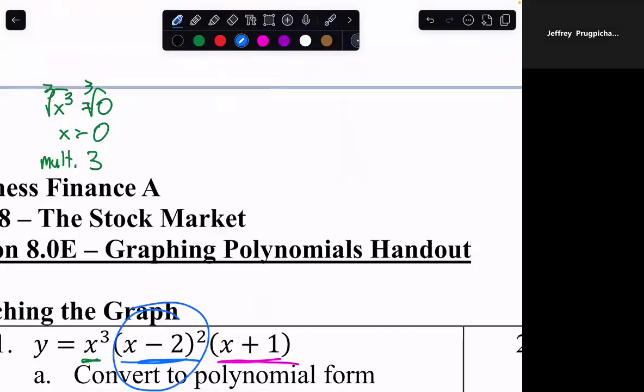Same thing with the next part. You set the next root equal to 0. Now a little shortcut. You don't really need to put the squared because you're just going to square root 0 and it's going to go away. So you just take the inside part. You set x minus 2 equal to 0.